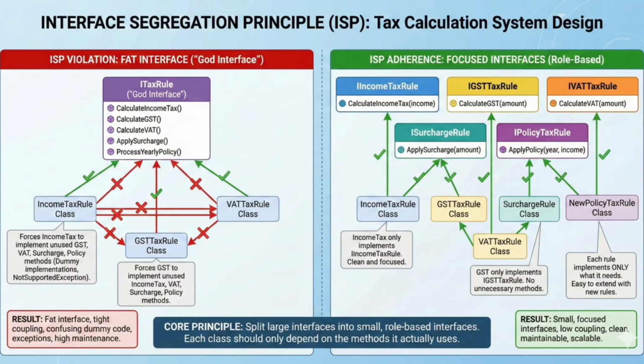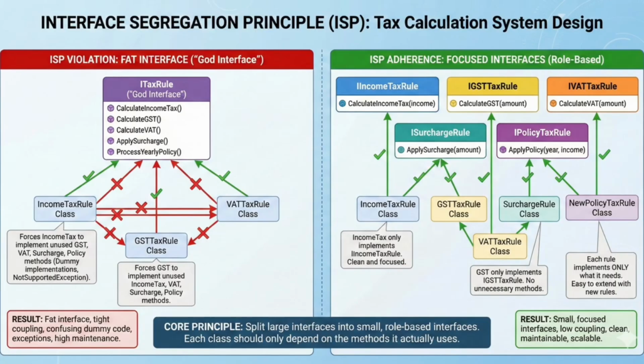Each rule has a different purpose and different logic. ISP violation, wrong design. In a bad design, developers create one large interface and force every tax class to implement unnecessary methods. For example, income tax rule is forced to implement GST logic. GST tax rule is forced to handle yearly policies. VAT tax rule is forced to handle surcharges.